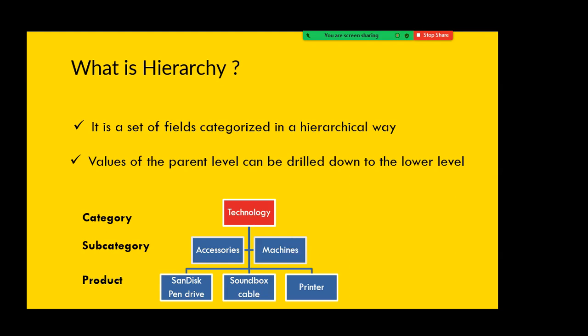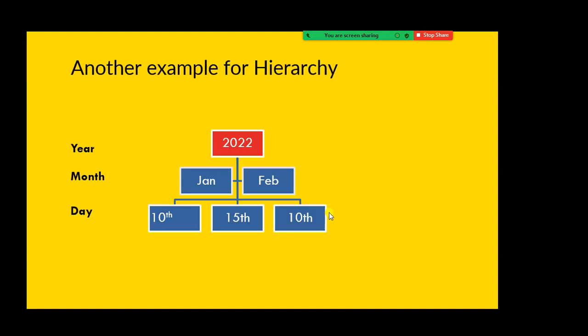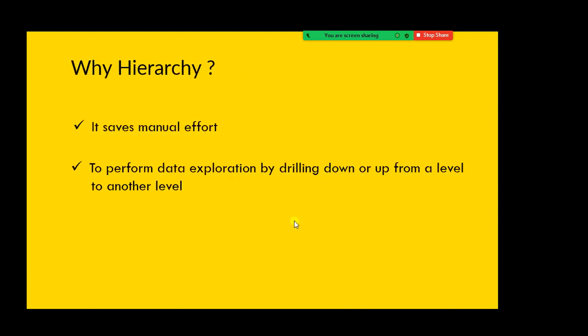Now the question is, why hierarchy? What are the advantages of a hierarchy? It saves a lot of manual effort. I'll show you in Power BI how it saves manual effort. Once you create a hierarchy in Power BI, you can just drag and drop it. You don't have to manually drag and drop each and every column for each visual. Let's say you are using more than one visual; if you want to use the hierarchy, you don't have to manually drag and drop the columns into your visuals' fields.